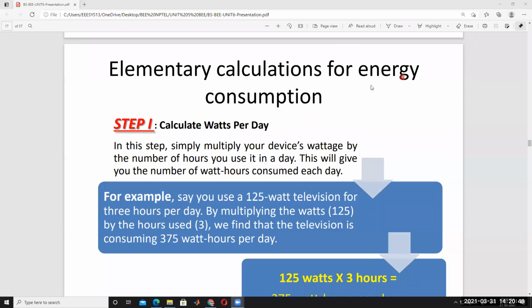Elementary calculations for energy consumption. So in this we have 4 to 5 steps, and we have to discuss them one by one. First, calculate watt hours per day.